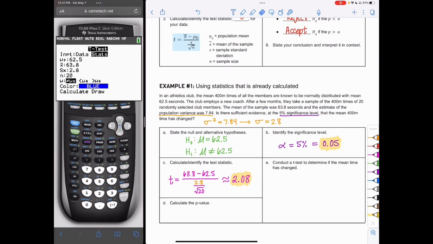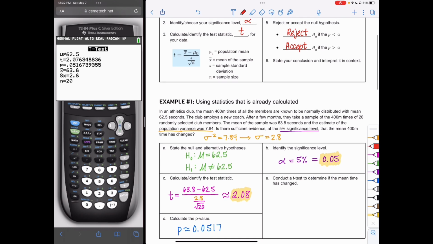And then we know that our alternative hypothesis is that mu is not equal to mu sub 0. And then we just go down to calculate and we press enter. And as we can see here, our test statistic still is about 2.08. So we have confirmed that. And now we can see that our p-value is approximately 0.0517.